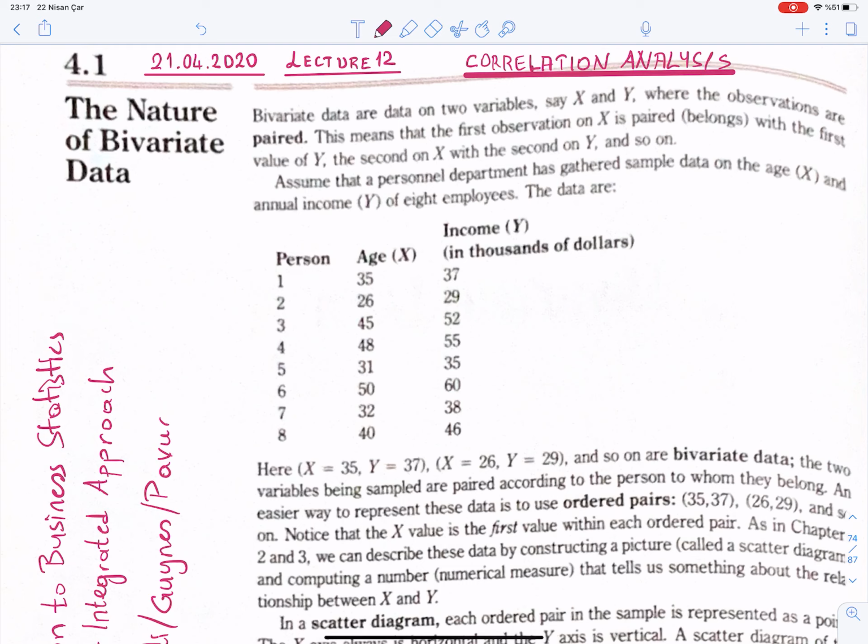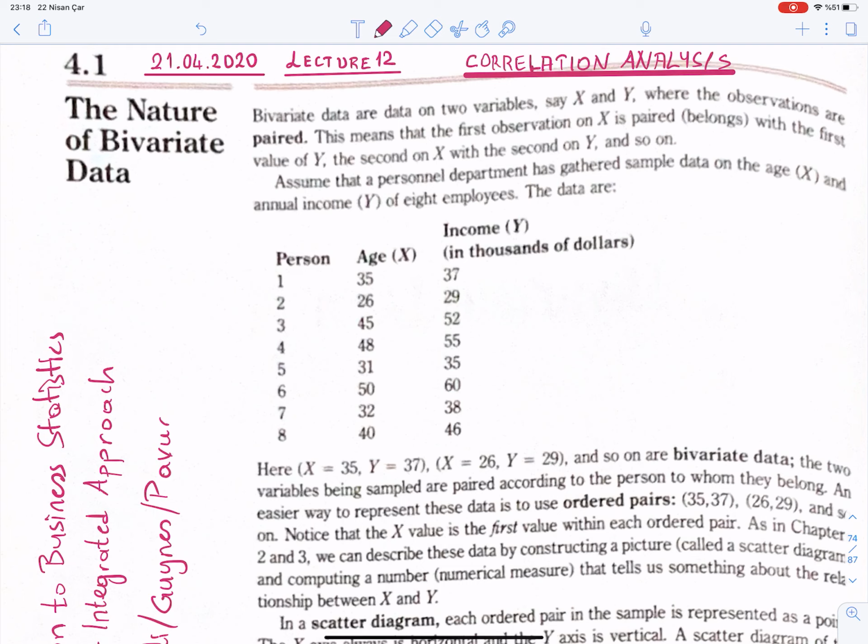It was first described by Karl Pearson. He is a great English statistician. The correlation term was introduced by him in the 20th century. So it has been in our lives for more than 100 years, the correlation.